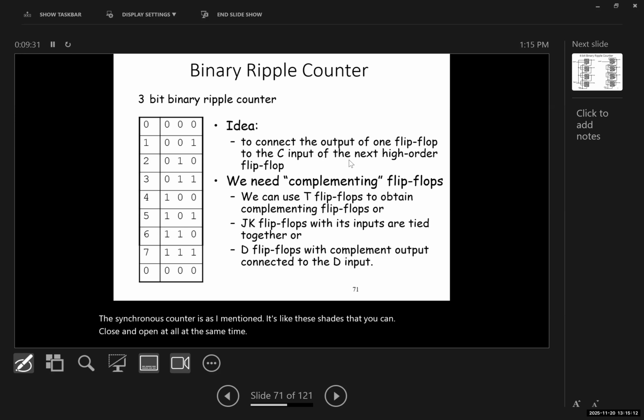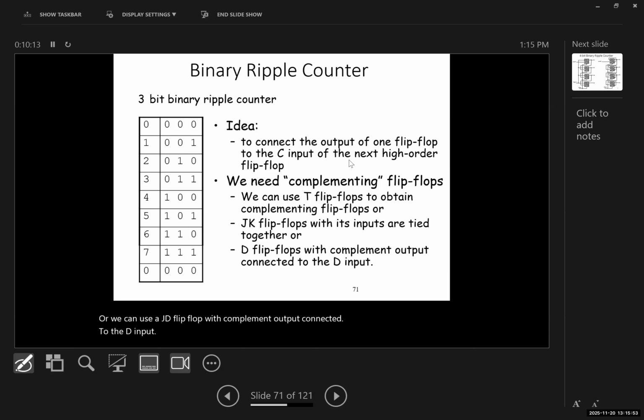This is an example of a 3-bit binary ripple counter. The idea behind this is to connect the output of one flip-flop to the clock input of the next high-order flip-flop. We need complementing flip-flops. We can use a T flip-flop to obtain complementing flip-flops, or we can use a JK flip-flop, where we have to tie the inputs together, or we can use a D flip-flop with complement output connected to the D input.